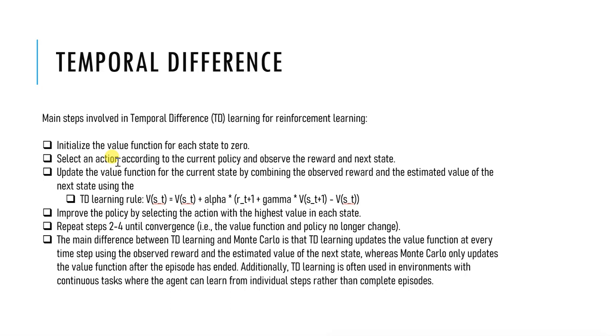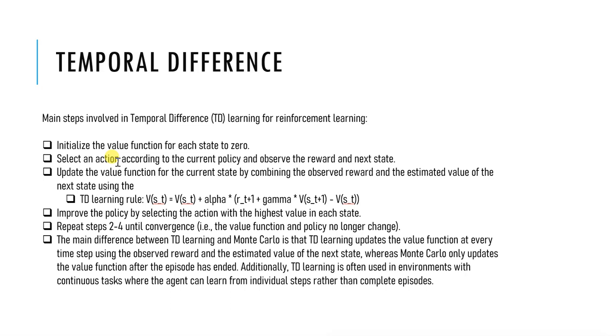Now what is the difference between Monte Carlo and Q learning that we have learned till now? The main difference between temporal difference learning and other reinforcement learning methods like Monte Carlo and Q learning is that temporal difference learning updates the value function at every time step, rather than waiting until the end of the episode like we do in Monte Carlo, or using a separate target network like Q learning. This allows temporal difference learning to learn in real time, in environments where reward may be delayed or uncertain.